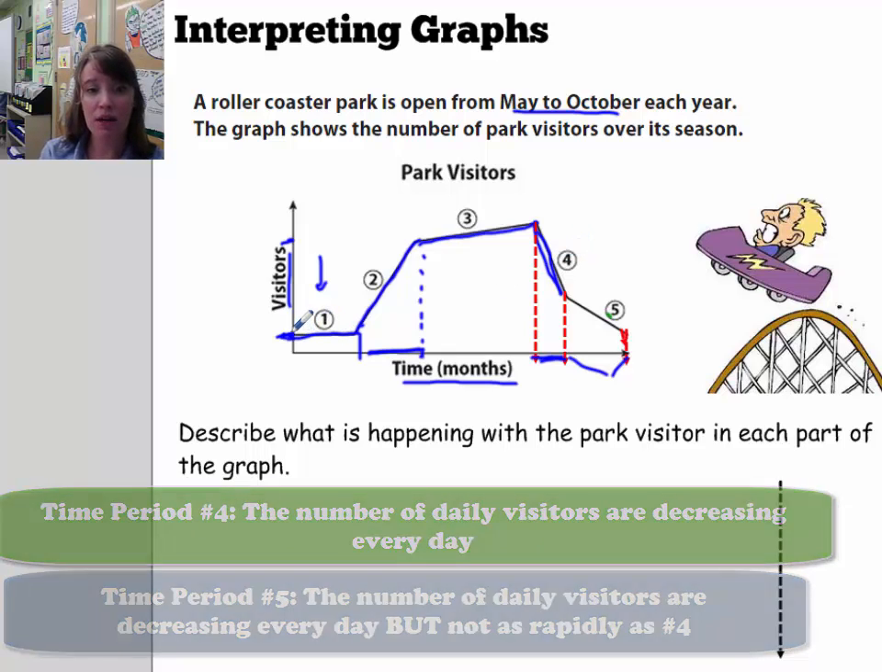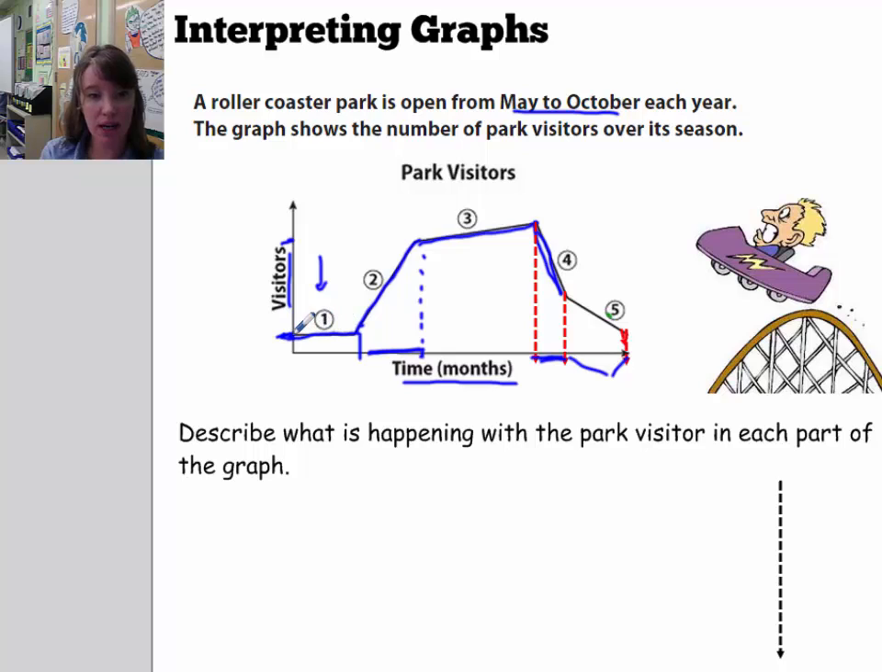So we have a steady amount of visitors in line segment 1. Then we have a sharp increase of visitors here. And then the visitors increase, but not as much, in line segment 3.